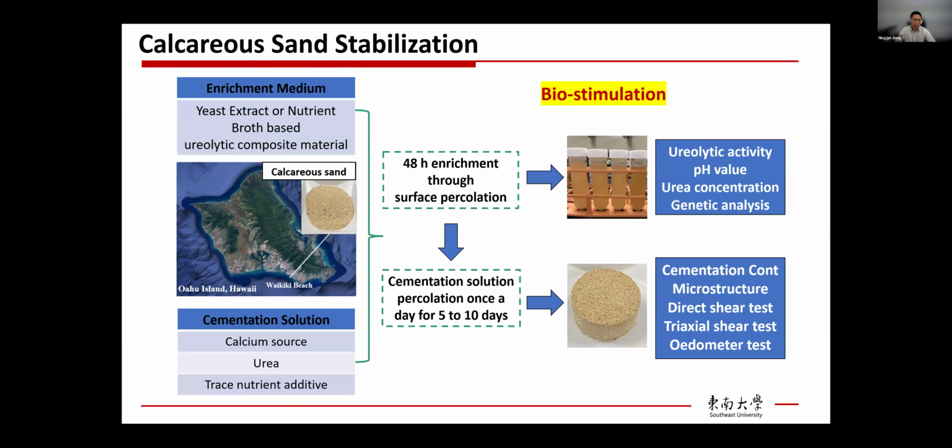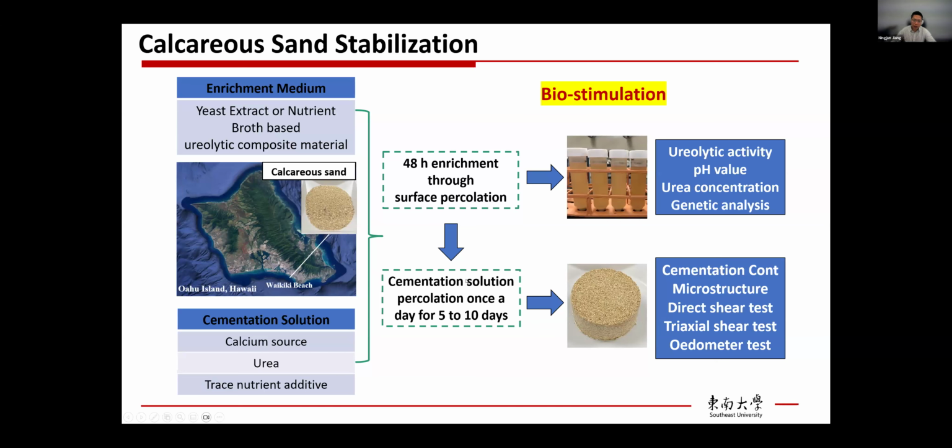Here we prepared an enrichment medium consisting of either yeast extract or nutrient broth plus urease. The cementation solution consists of calcium, urea, and a trace amount of other nutrient additives. Firstly, the enrichment period is 48 hours by surface percolation. After that, the cementation solution is percolated once a day for 5 to 10 days. Then we can make the cemented soil sample.